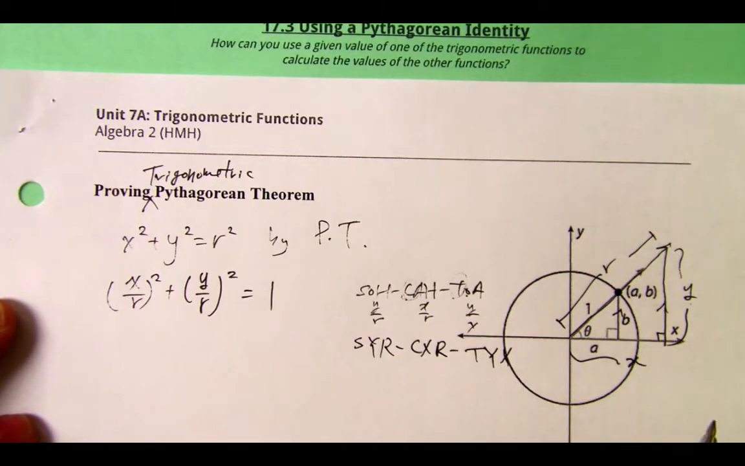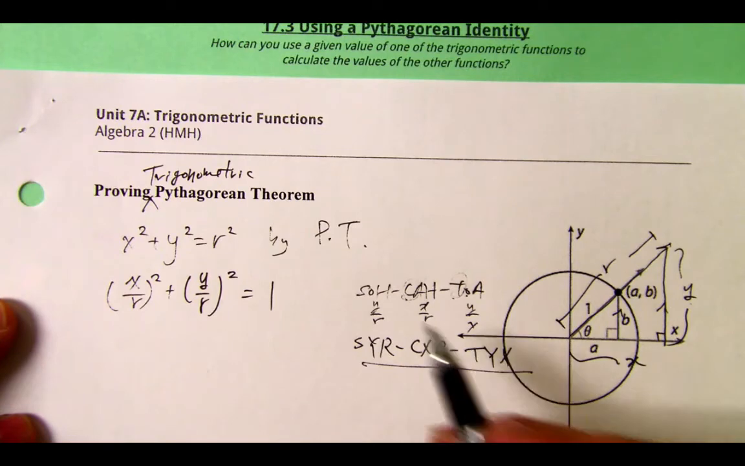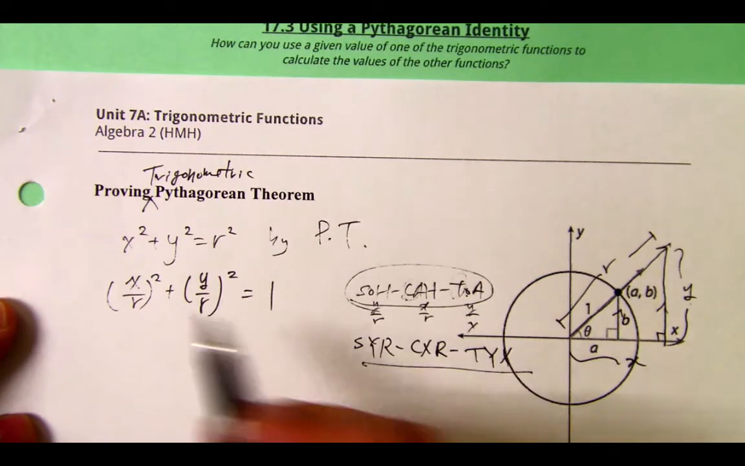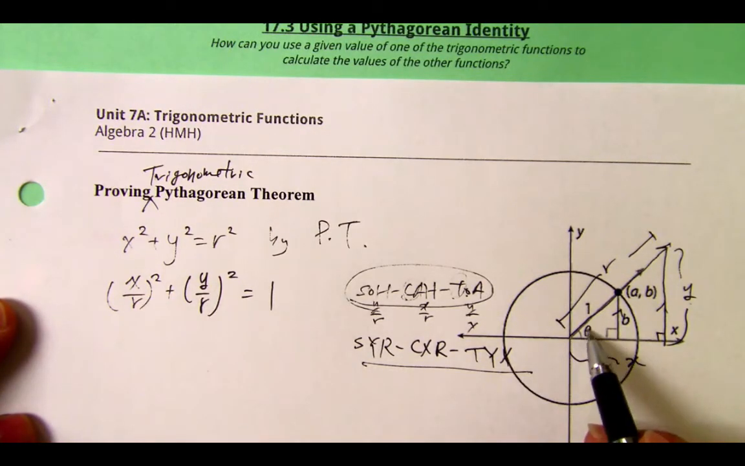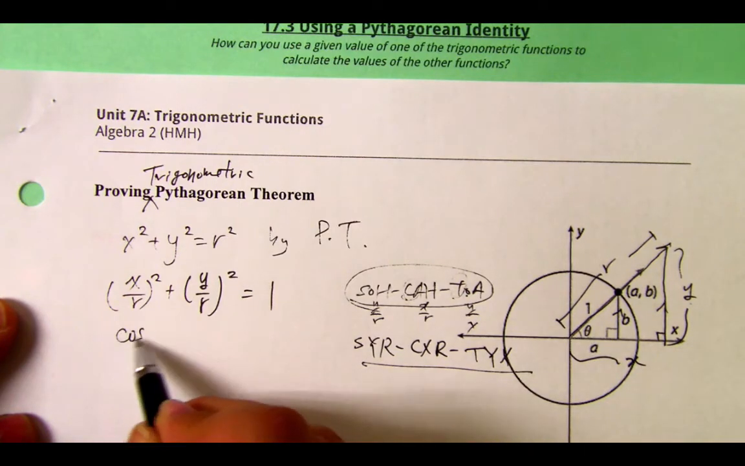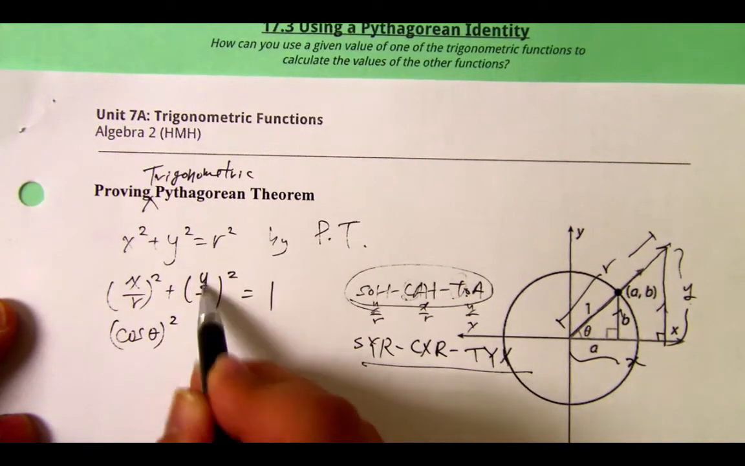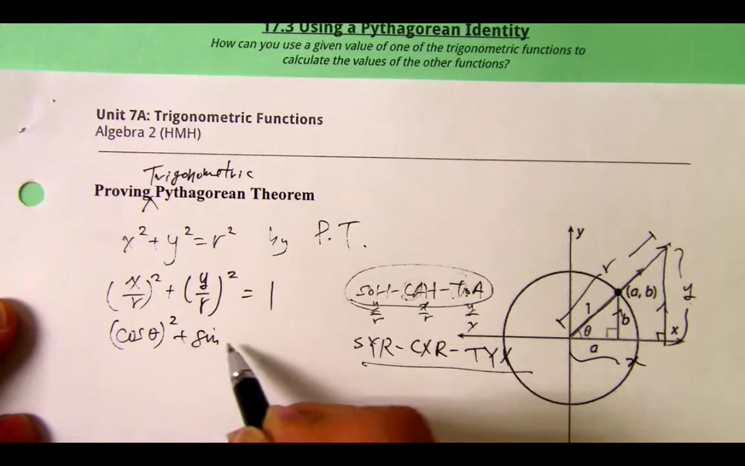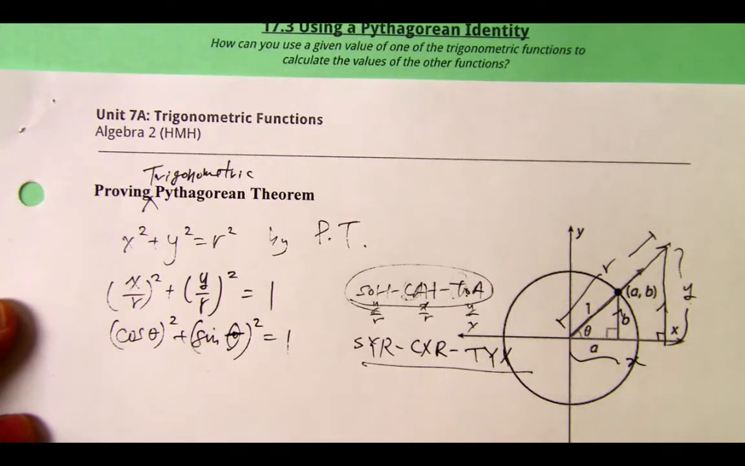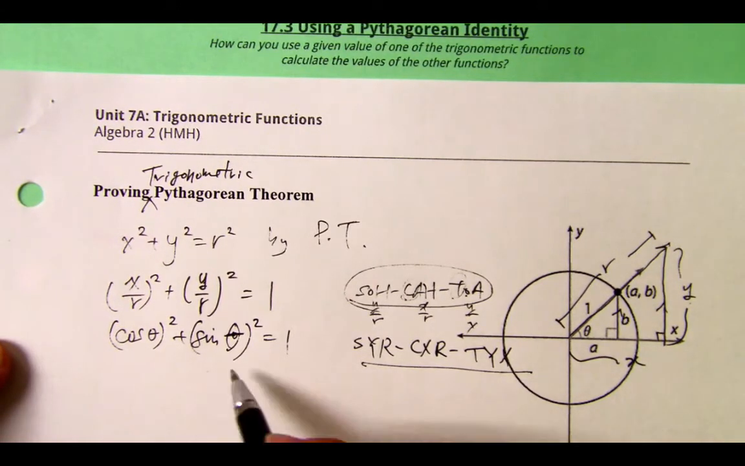Anyways, this thing that we have over here comes from SOHCAHTOA. So x over r, with respect to this central angle, is cosine theta, and y over r is sine theta. Squared is equal to 1, but more commonly we tend to write it this way.